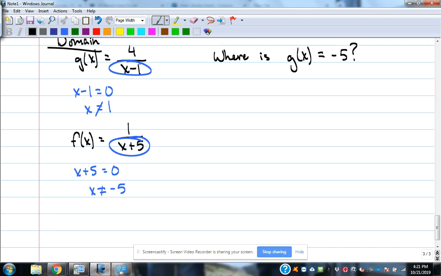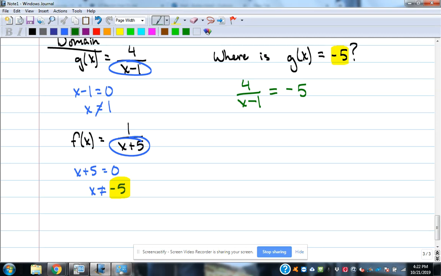Because g of x is what's replacing this x, right? When we did our composition, that's what we did. We replaced this x with the whole g of x function, okay? So we got to know where is g of x equal to negative 5. And that negative 5 is coming from this restriction. That's the reason we're asking that question. So to answer that question, we take the g of x function, 4 over x minus 1, and say, okay, equals negative 5. We set up an equation and say, okay, we need to know where it's equal to that, we just set it equal to it.